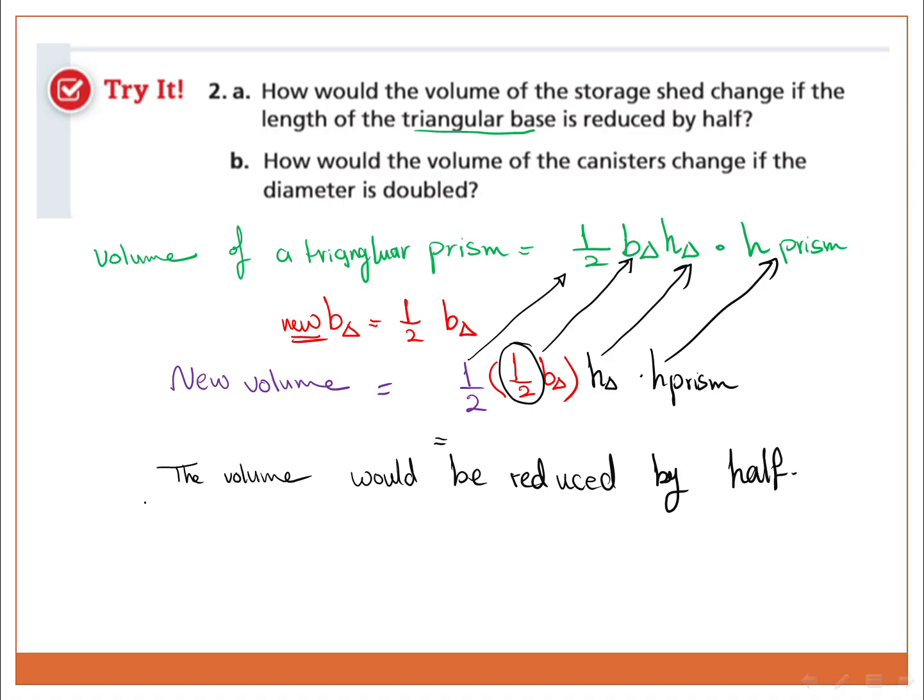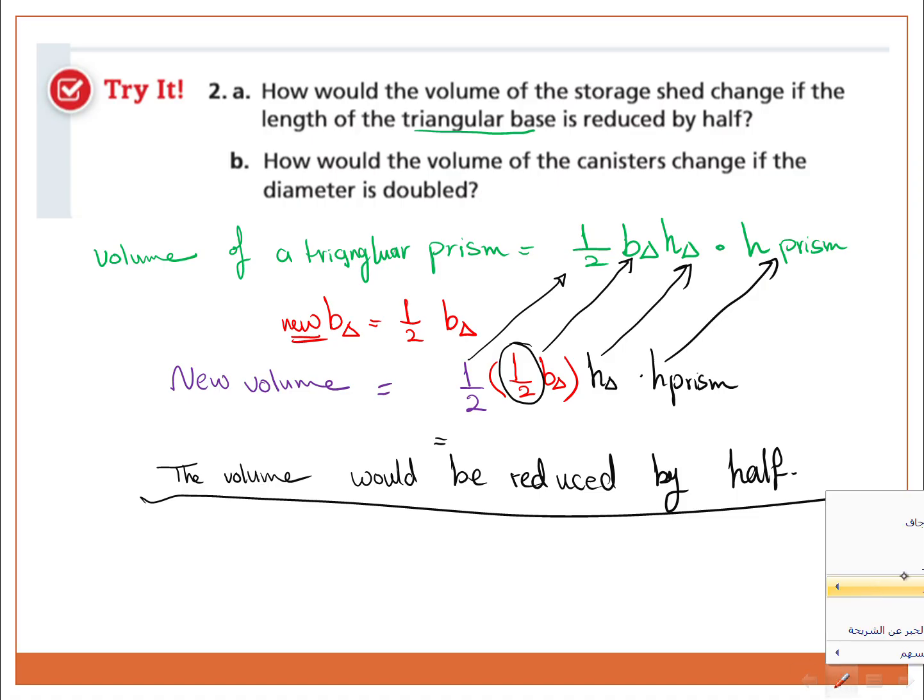Right? Okay, let's apply the same thing that we've done together, but how would the volume of a canister change if the diameter is doubled? So what shall I do here? See, the diameter here, he gave you something like this. This is 2A, and now this is 2B. Okay, here I will find the volume of the cylinder.